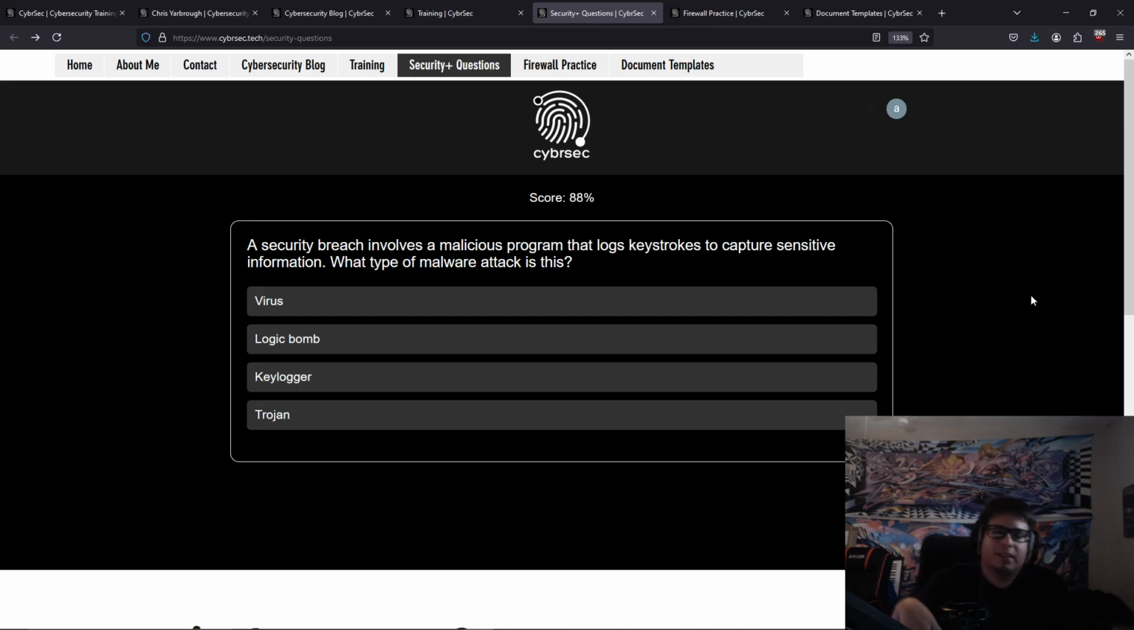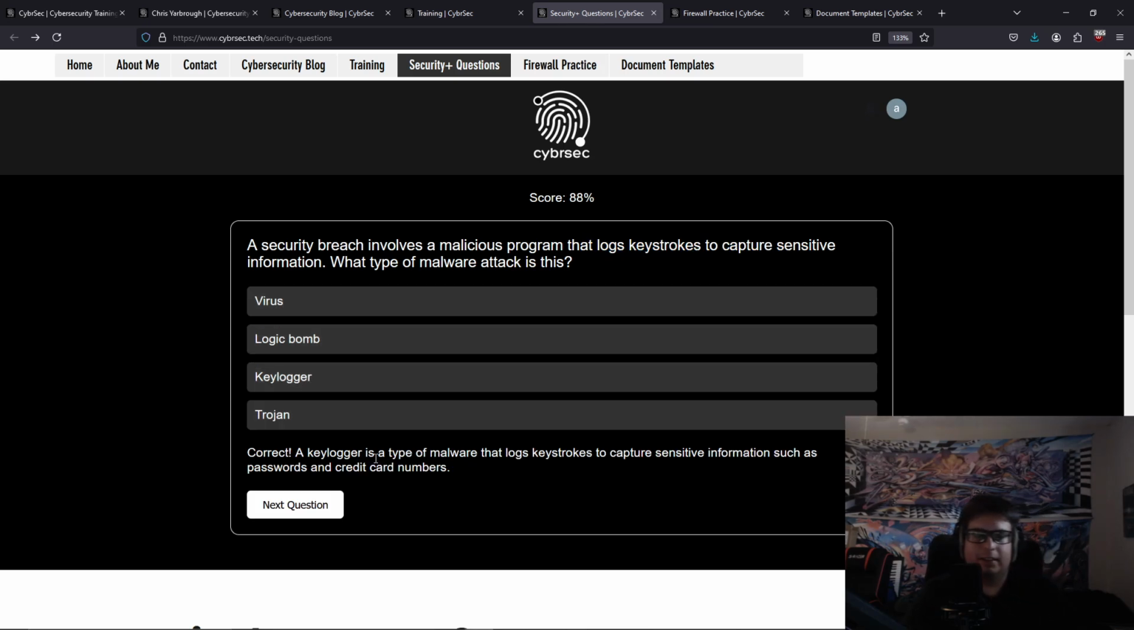Security breach involves a malicious program that logs keystrokes to capture sensitive information. What type of malware attack is this? Logs keystrokes. It's going to be keylogger. Keylogger is a type of malware that logs keystrokes.